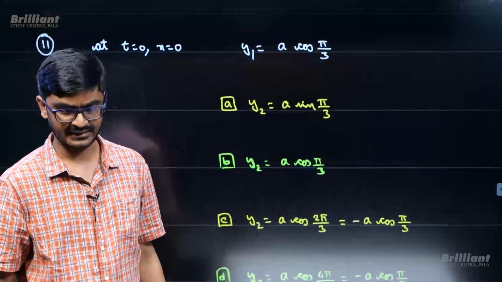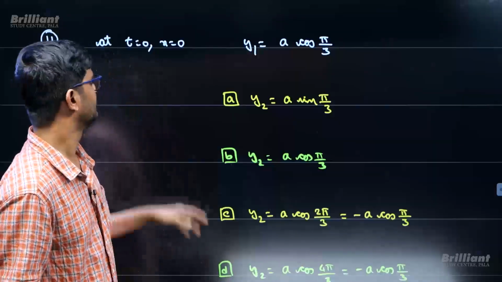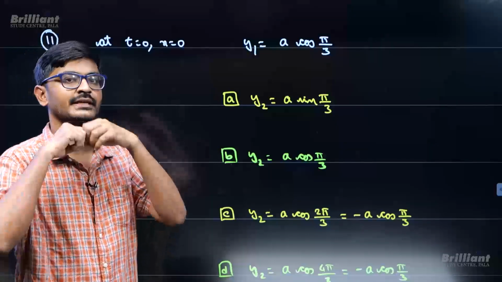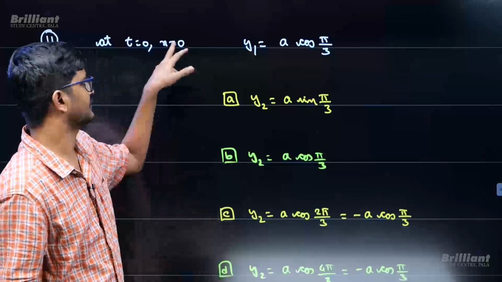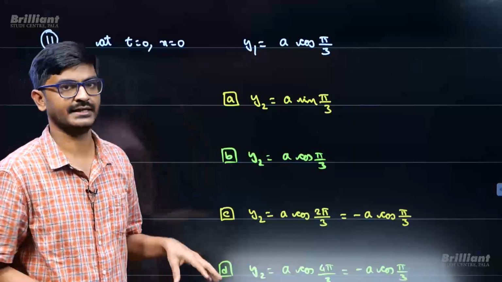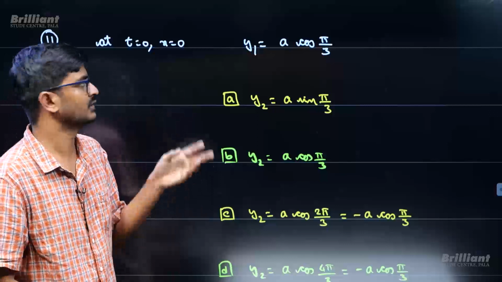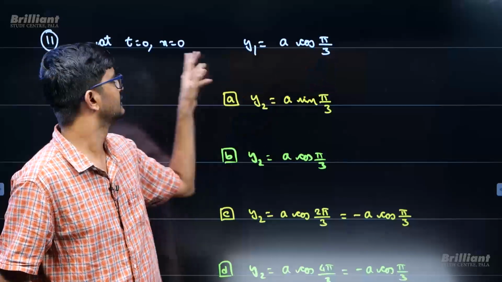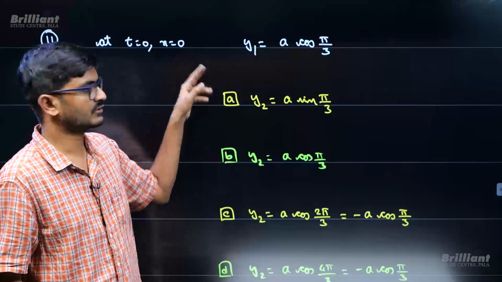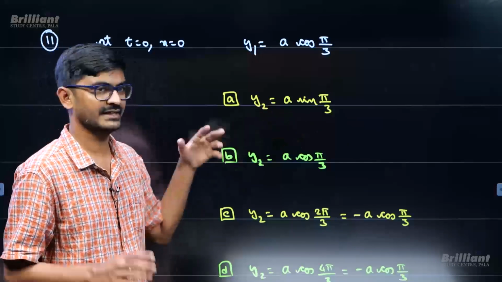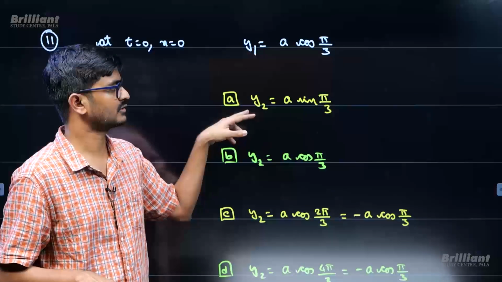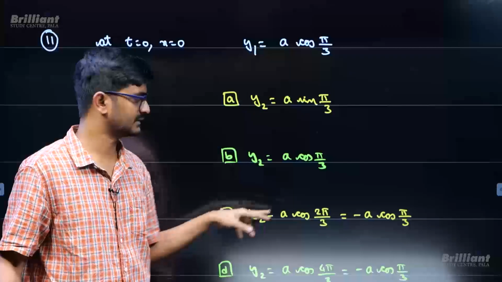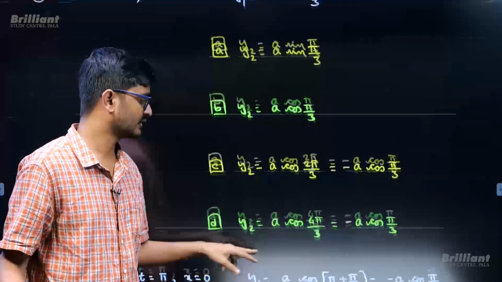So initially I tried guessing from the options. If it has to be a node, it has to be a node at any time. So at x equals 0, it must be a node at any time. So at t equals 0 also it must be a node. When I substitute t equals 0, y1 is a cos pi by 3, I got. Now with t equals 0 and x equals 0, first option will become this much, second option will become this much, third option will become this much, fourth one will become this much.